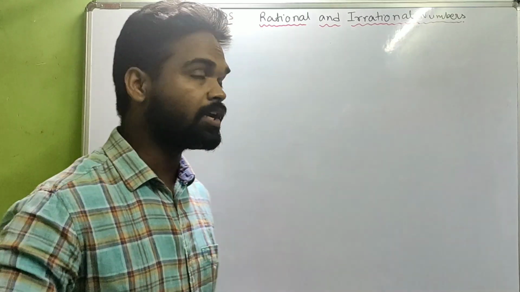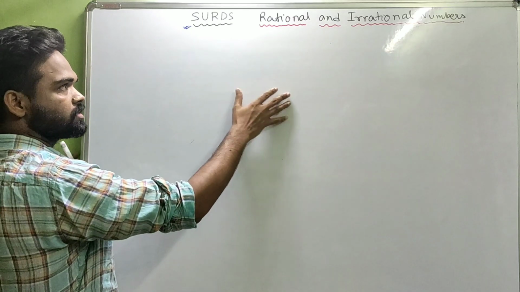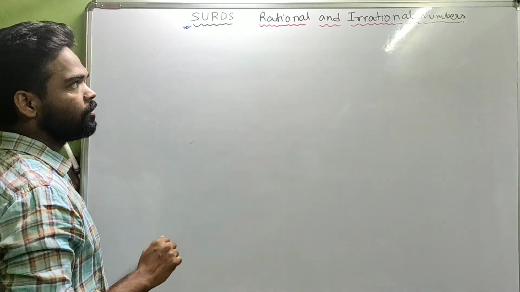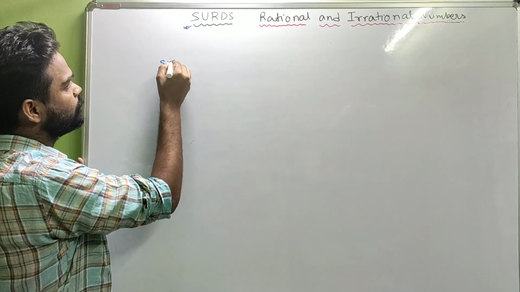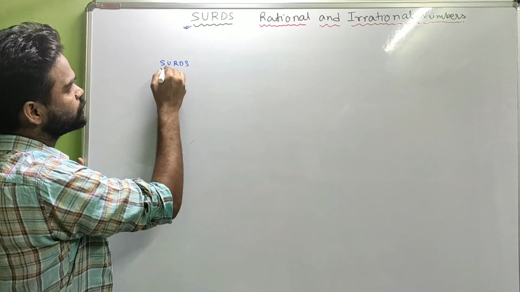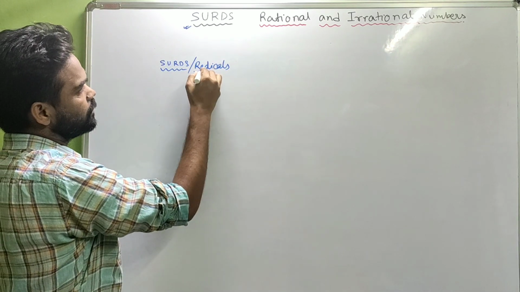Hi class. Today our topic of discussion is surds from rational and irrational numbers. We are still continuing with chapter 1 from class 9. Now let us first see how you can define surds or radicals.